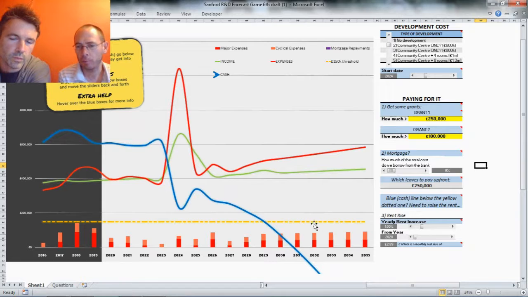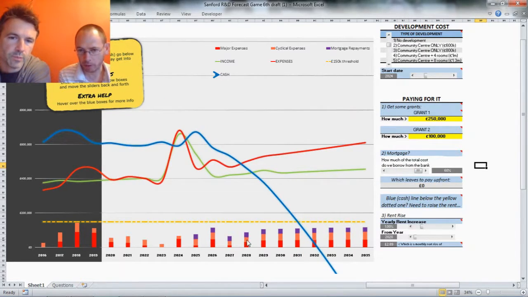And that's those little purple blocks here? Yes, that's the expense from the mortgage payments. Okay. So this red line, the total expenses, is made up of these blocks here. Yeah, plus the core costs. This is just major works, the red one, cyclical works, the orange one, and then the purple one is the mortgage for this project. So in the goal it says I shouldn't let the cash go below 150,000. Exactly, which is the yellow dotted line.